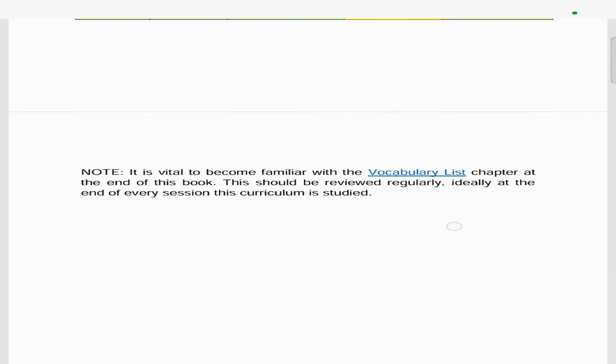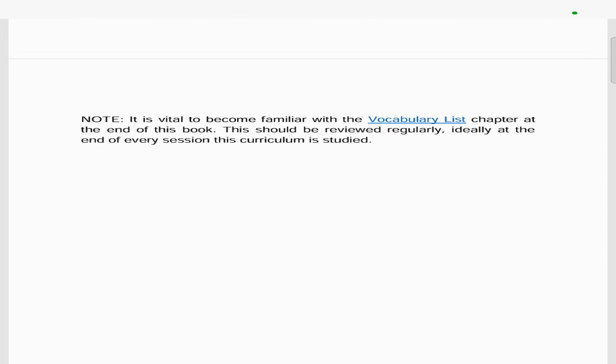And as per usual, we always advise that you take a look at the vocabulary list chapter at the end of this book. This ideally should be reviewed at the end of every session this curriculum is studied, so that your Arabic grammar knowledge increases with your vocab knowledge, inshallah.